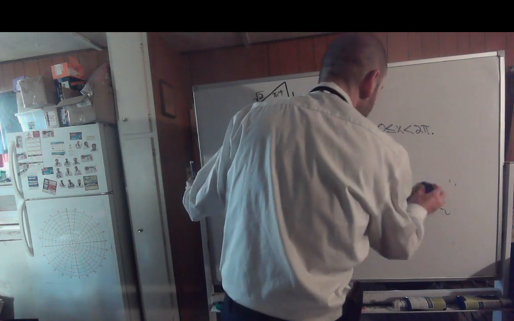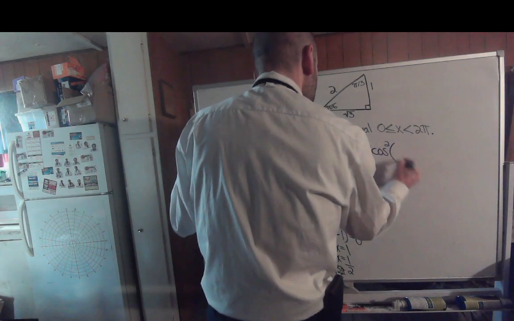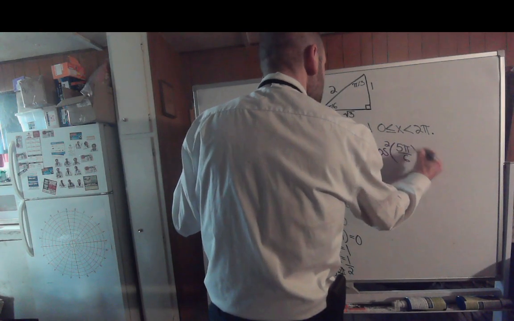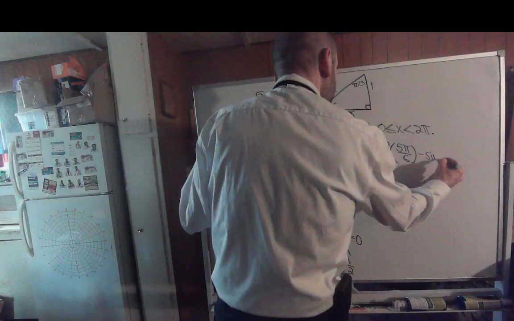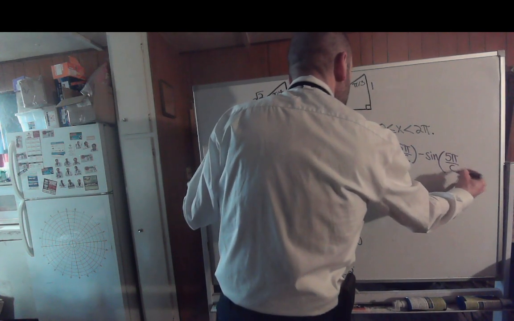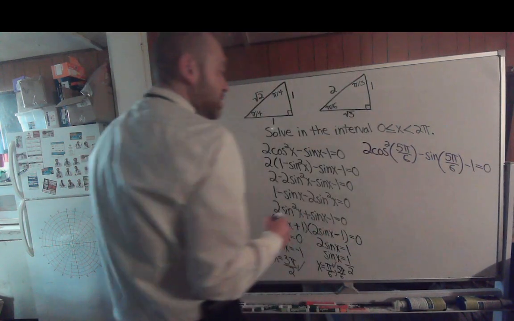Especially with quadratic trig equations, this is where you're a lot more likely to get extraneous solutions. So put in 2 times the cosine squared of 5 pi over 6 minus the sine of 5 pi over 6 minus 1, set all that equal to 0.